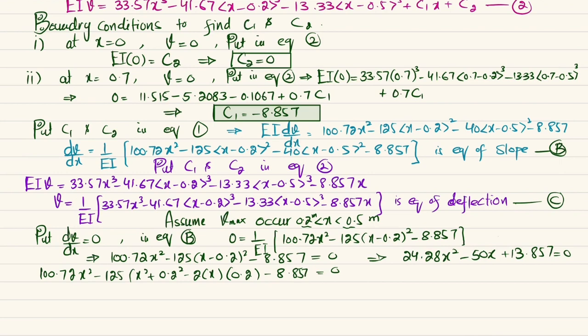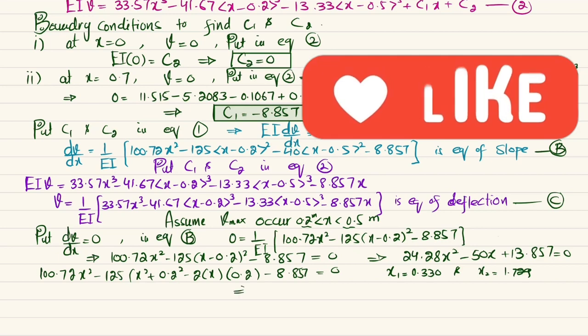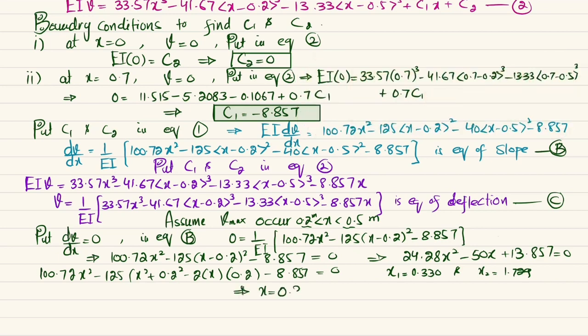If you solve this quadratic equation by using calculator, you will get two roots. One is x1 equal to 0.330 and the other root x2 will be equal to 1.729. Now you can see that the value of x must be greater than 0.2 and less than 0.5. So we will discard this and select x equal to 0.330 meter. So at x equal to 0.330, we have slope equal to 0.